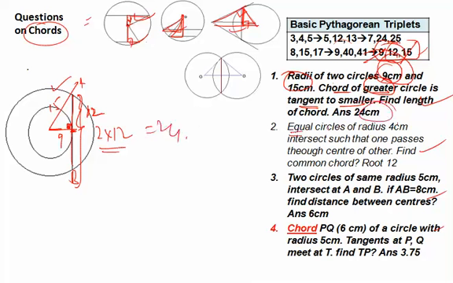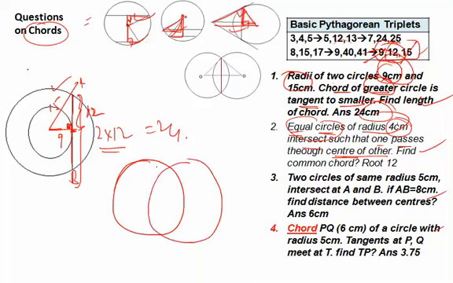Now see the next question. Equal circles of radius 4 cm intersect, and each passes through the center of the other. If this is a circle of 4 cm and this is another circle of equal radius 4 cm, this circle passes through the center of the other circle and vice versa. So this is your 4, this is actually also your radius. Please observe this diagram. Now what do you have to find? You have to find the common chord. This is your common chord.